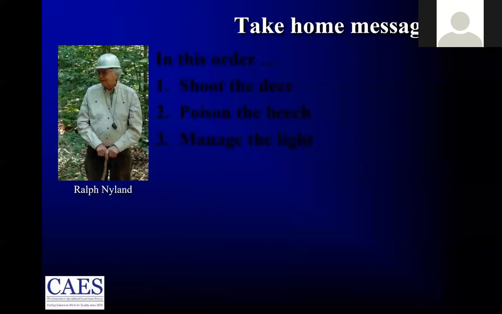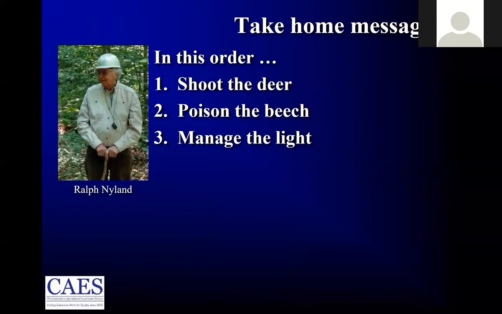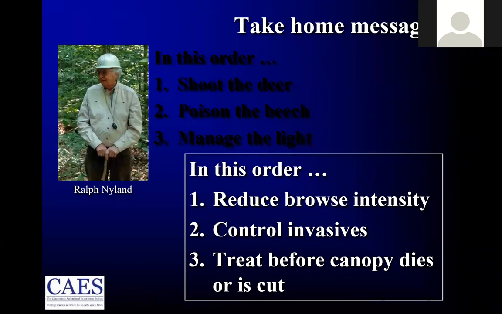So I'm going to give you a couple of take-home slides, and then if you want to answer your emails while you're listening, go ahead. But Ralph Nyland, especially I think those in New York or anybody who went to SUNY ESF knows, is one of the real giants in forestry. And his message for forest regeneration, which I think is pretty pertinent, is shoot the deer, poison the beech, and manage the light. If you've ever been to one of his more recent talks. Why not do it a little more softly than that? I say reduce browse intensity, control invasives or control competitors, and you want to treat those before the canopy dies from things like emerald ash borer, gypsy moth, or before you put in your harvest.